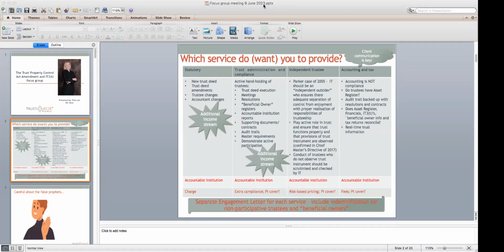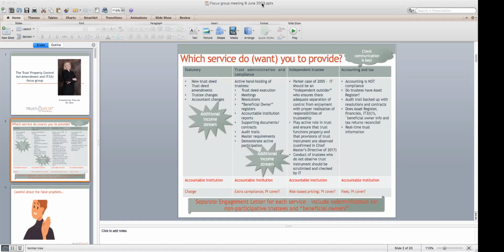Then you have the trust administration and compliance, which so few people in the industry know what it actually entails: the active handholding of the trustees to demonstrate active participation, and actually helping the trustees to demonstrate that. So we have to execute the trust deed. We need to hold meetings. We need resolutions for our decisions. The beneficial ownership register, which we spoke about last time. The accountable institution report, which we're going to look at today specifically. We need to keep supporting documents, the audit trails, and the Master's requirements in terms of what we have to do. That is what I define as trust administration.